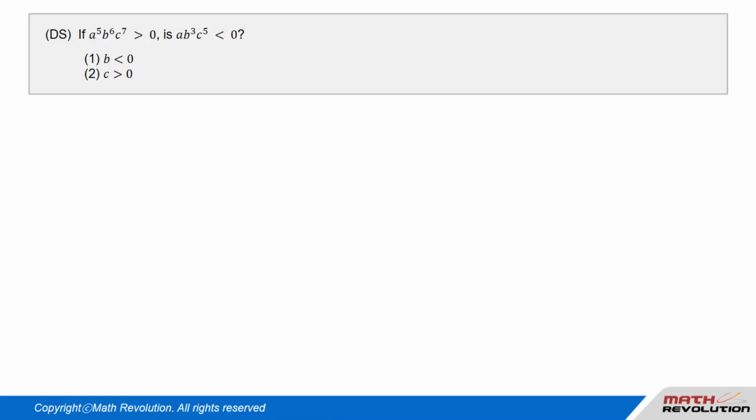Question: DS. If a to the power of 5 times b to the power of 6 times c to the power of 7 is greater than 0, is a times b cubed times c to the power of 5 less than 0? Condition 1. b is less than 0. Condition 2. c is greater than 0.